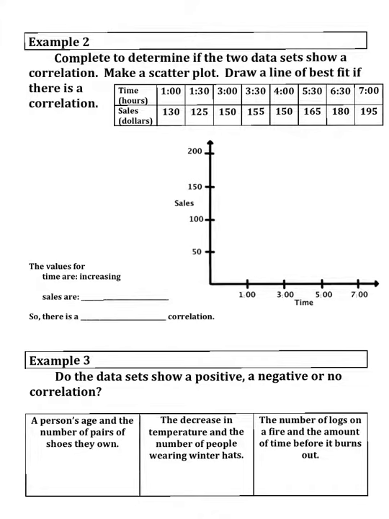So what we're going to do is just match up as close as we can where the time matches the sales. For the first one here, we have 1 o'clock, 130 sales. So at 1 o'clock, I'm going to just drag my finger up and try to get it as close to 130 as I can. At 1:30, we're at 125. So 130 is going to be right around here. 125.